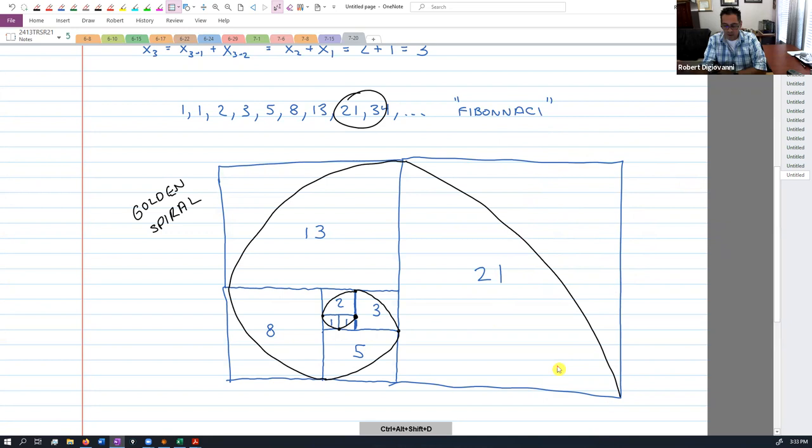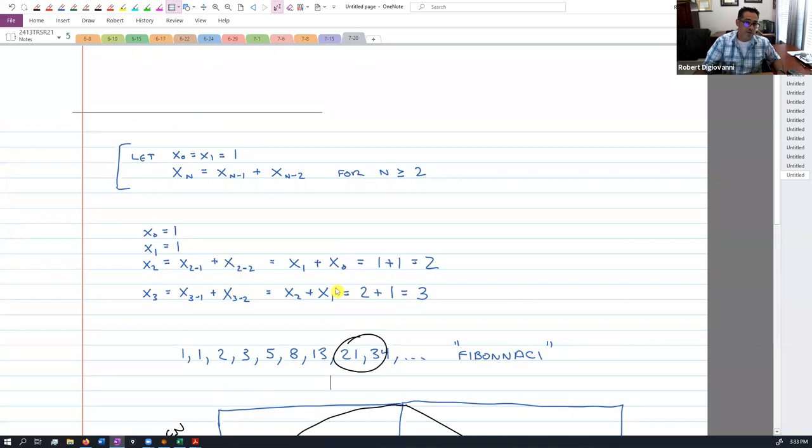Okay, that's it. That's all I want to say about Newton's method. Newton's method is an algorithm that you can program into a computer to solve equations, all right?